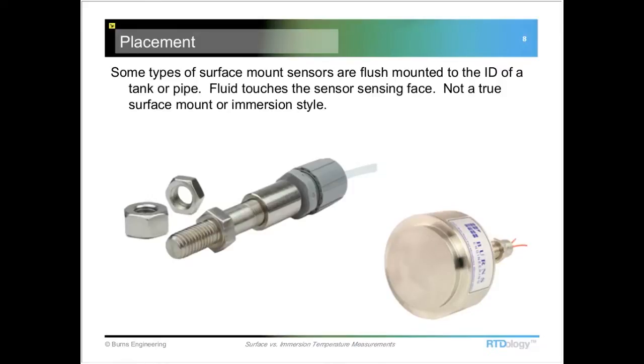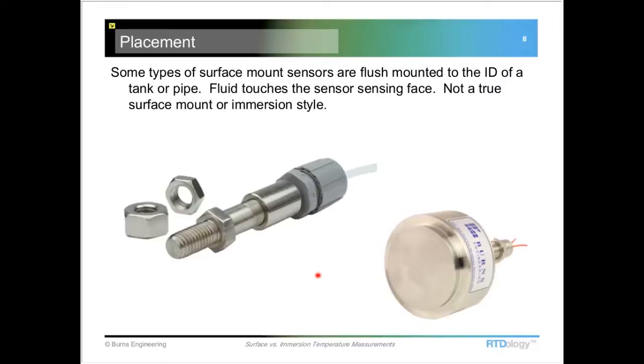Another style, and I guess I'm going to classify these as surface mount sensors. They're not really a true immersion style, but the tip of the sensor actually does come into contact with the product. In the case of this sensor here, right in the very center of this sensing face is where the sensing element is. And this would mount into the bottom of a tank, for example, that may have a mixing blade in it where you can't have anything immersed in it. But we get a little more intimate contact with the process fluid by eliminating the tank wall, and the sensor actually becomes part of that wall.